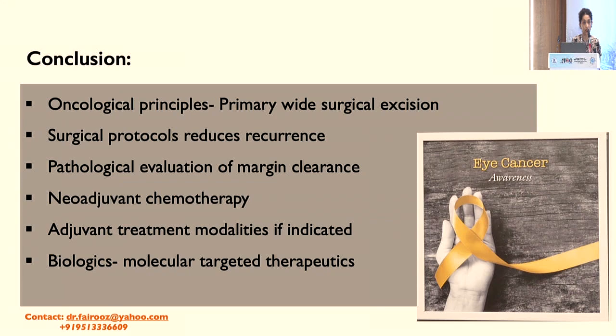So neoadjuvant chemotherapy, as I told you, can be given in order to chemo-reduce it and give a margin clearance, which can be surgically excised, and adjuvant treatment modalities when there is a patient indication. Biologics are definitely there, but we do have challenges with biologics in India as far as costing is concerned and availability of the drugs.